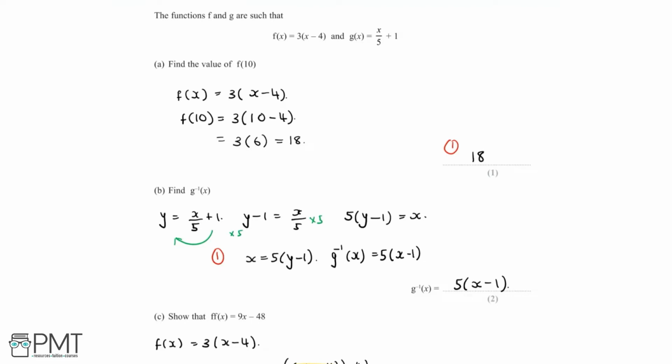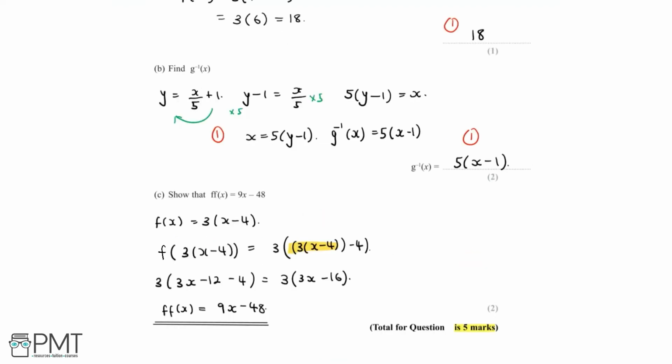And then the second mark in part B is for getting the final correct answer of 5(x − 1), or alternatively, you could have expanded and written your answer as 5x − 5. Either way is fine, and they'll both still get the mark. Now in part C, you get the first mark for a process to show that you're finding f(f(x)). f(x) is equal to 3(x − 4), and so we plug this entire value into our function in the next part in order to find f(f(x)). And the second mark in part C is for showing that f(f(x)) is in fact equal to 9x − 48. And so we've now achieved the full 5 marks needed for this question.